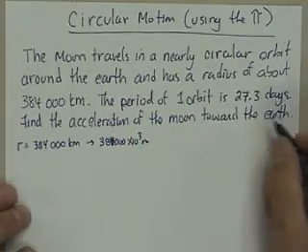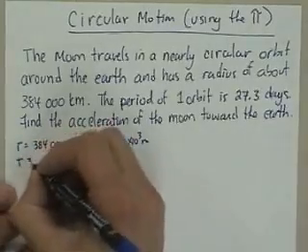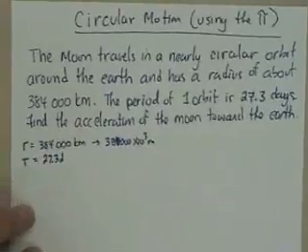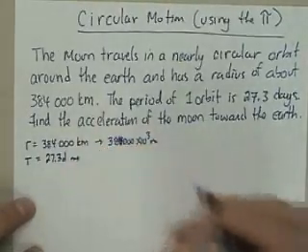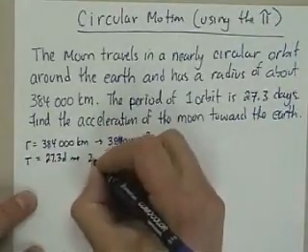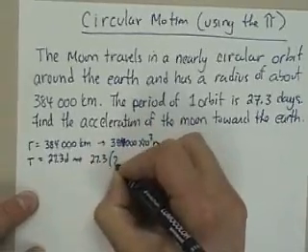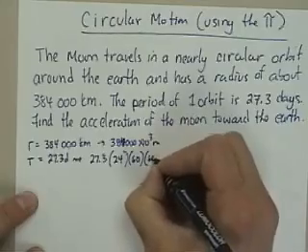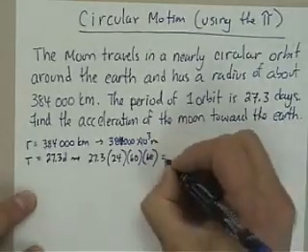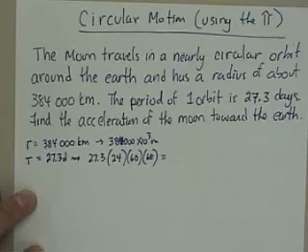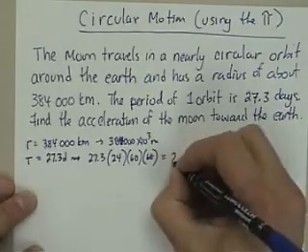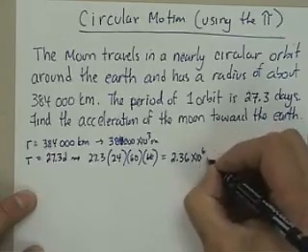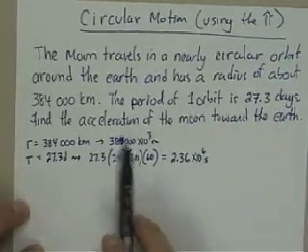I also know that the period is 27.3 days. Well, I can't use days for anything, so I'm going to have to convert that to seconds. So 27.3. There's 24 hours in a day, there's 60 minutes in an hour, and there's 60 seconds in a minute. Multiply that all out, you are going to get a time of 2.36 times 10 to the 6 seconds. So now we've got things in meters and seconds.